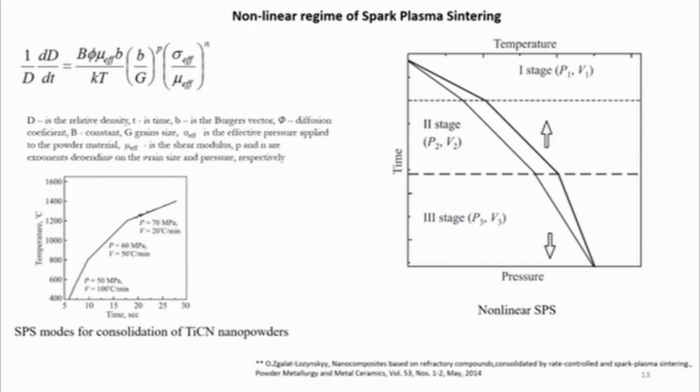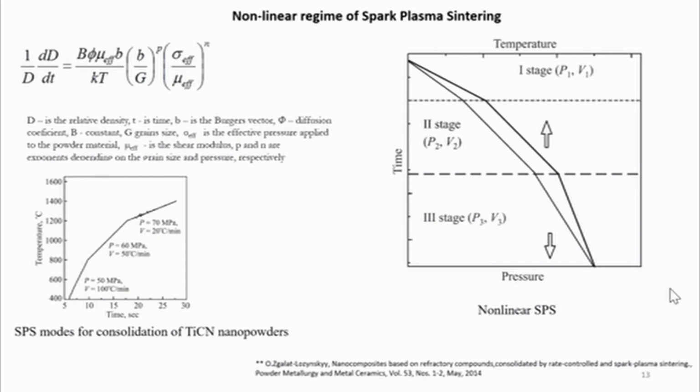A new approach to spark plasma sintering consolidation of nanopowders, especially for refractory compounds, based on the conception of controlled processes, was proposed by the authors. Controlling the shrinkage rate in spark plasma sintering made it possible to develop and test a multi-stage non-linear schedule for sintering of nanopowders of different compositions.